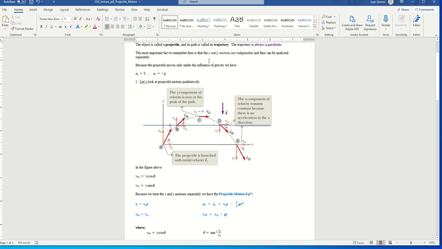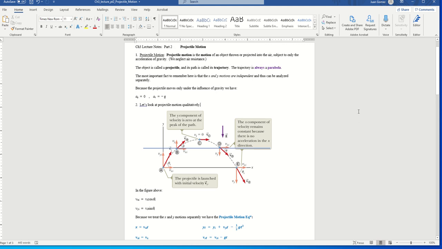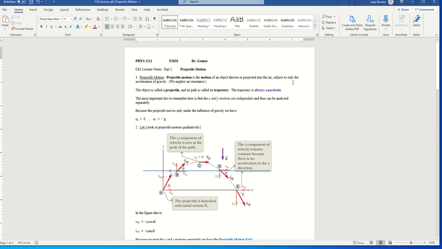I should mention, of course, projectile motion is two-dimensional motion because it's motion in the x and y direction simultaneously. But the important fact to remember is that the x and y motions are independent, and thus we can analyze them separately. So it's two-dimensional motion because an object is moving in the x and y direction simultaneously, but those two motions are independent, so we can analyze them separately.